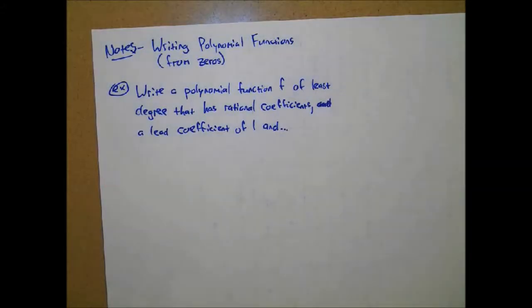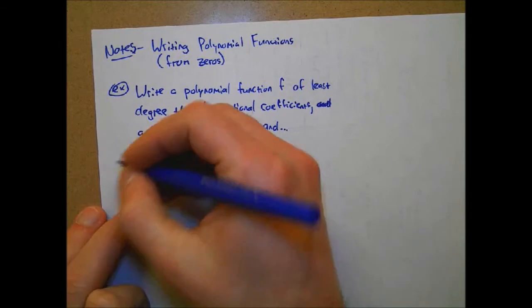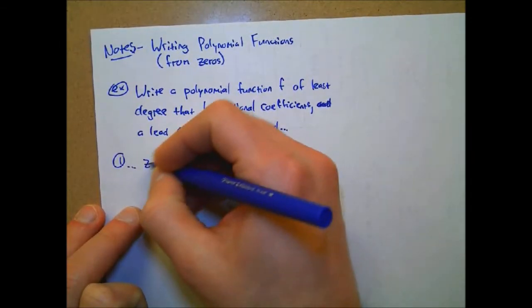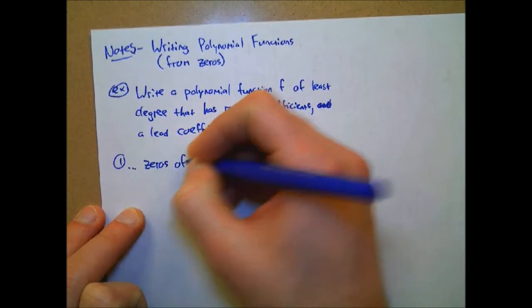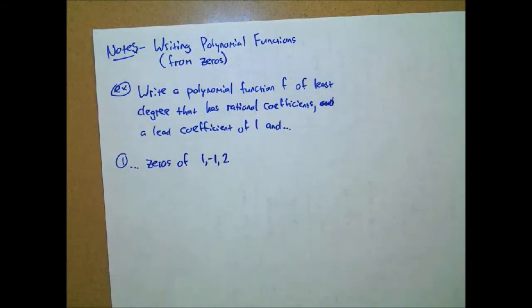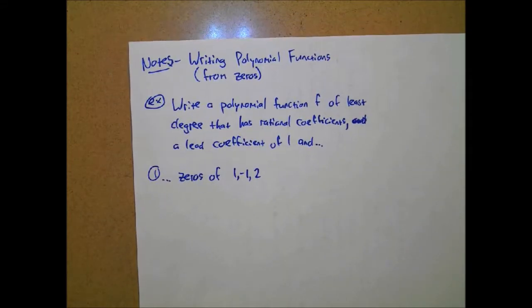So in other words, we're going to be given some zeros here. Let me just start out here with this. And then here's our first example: zeros of 1, -1, and 2. So we're looking for a polynomial that's going to have least degree, right?